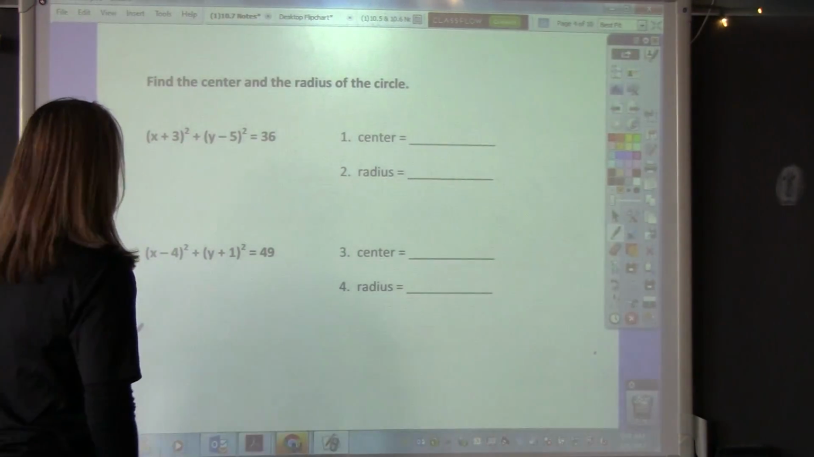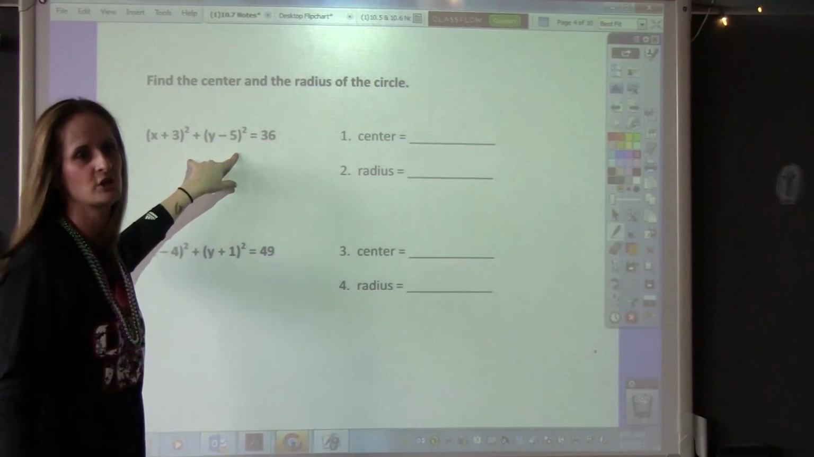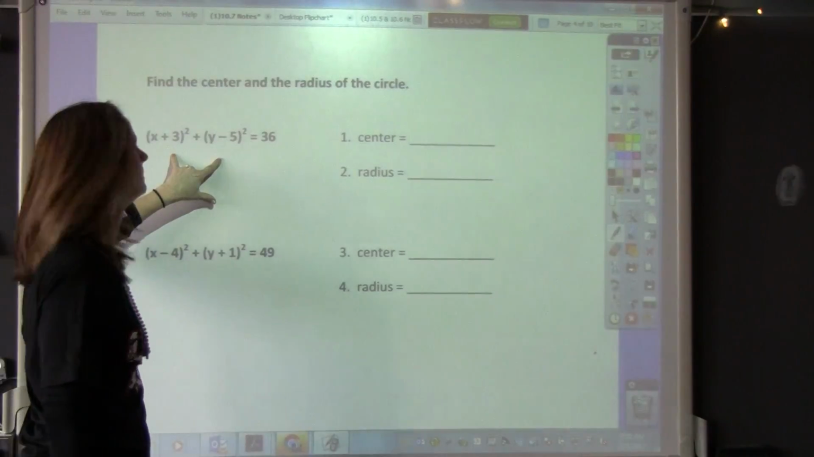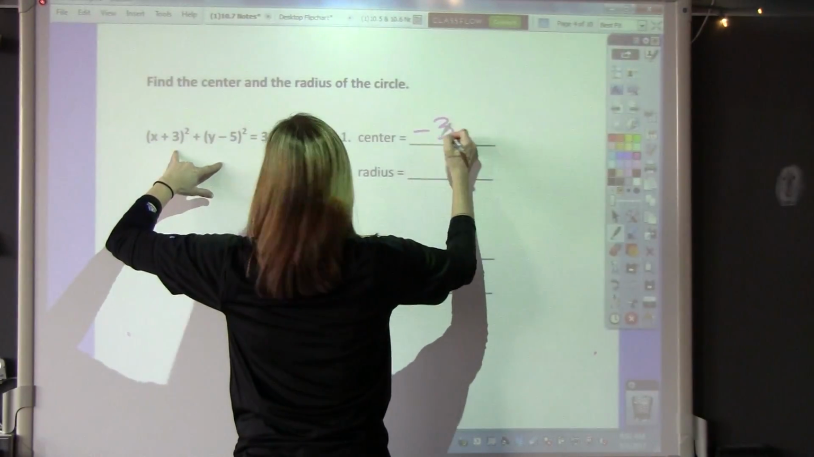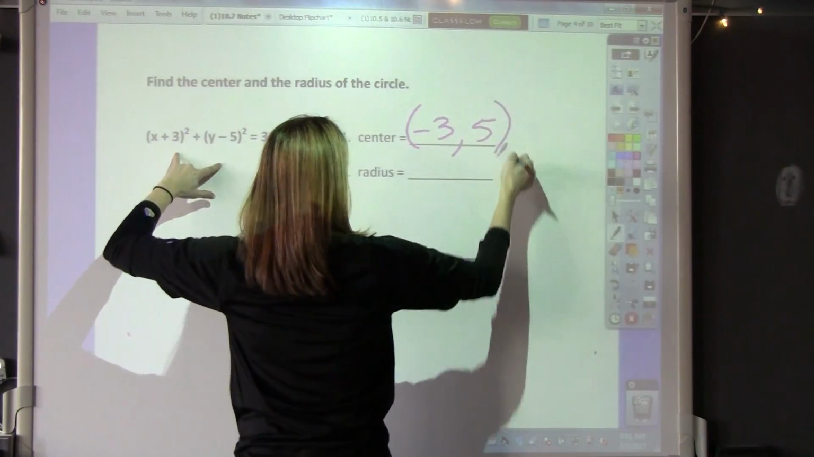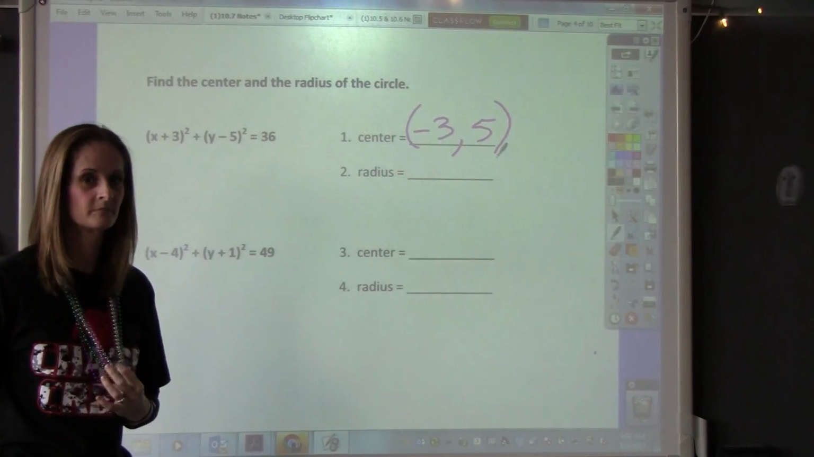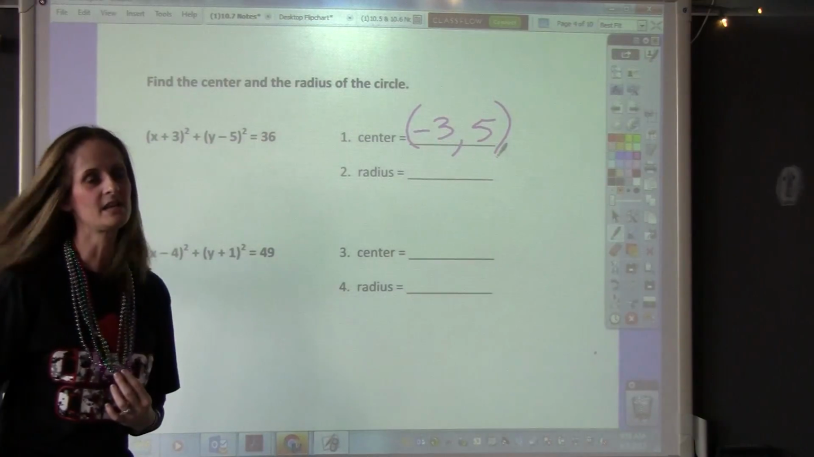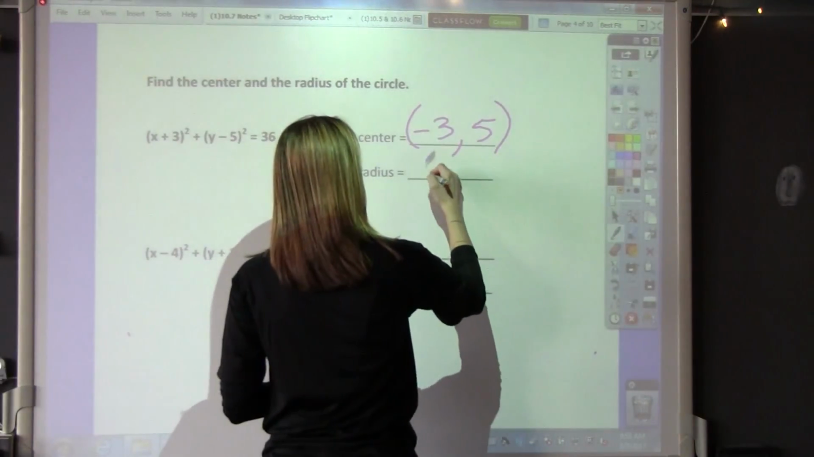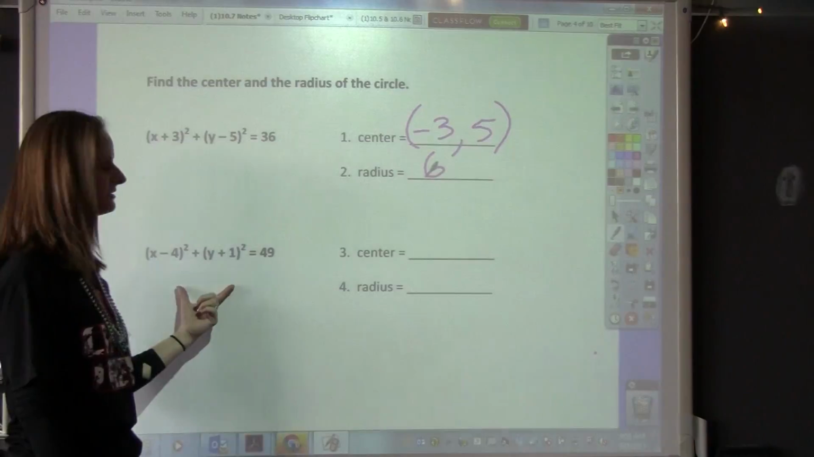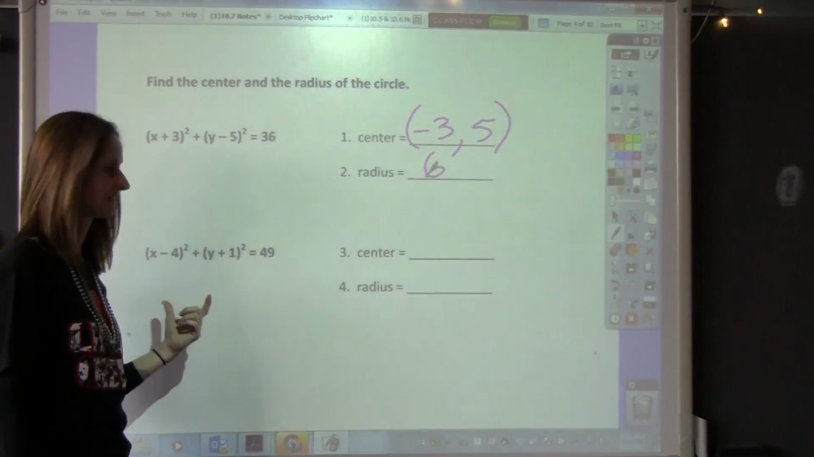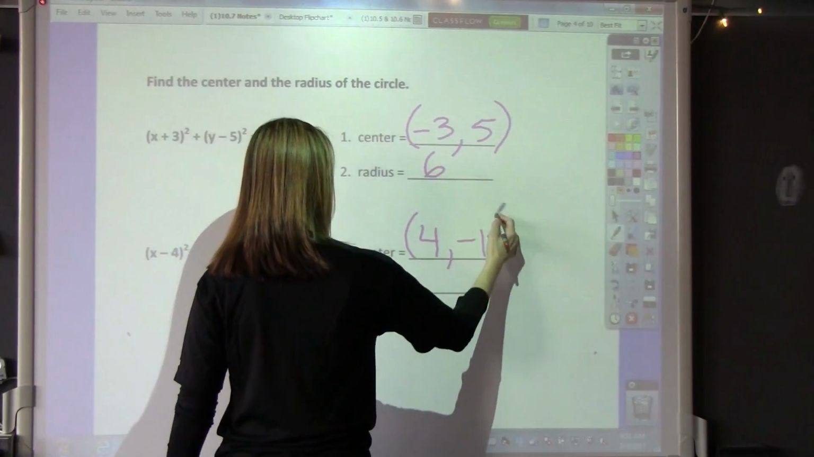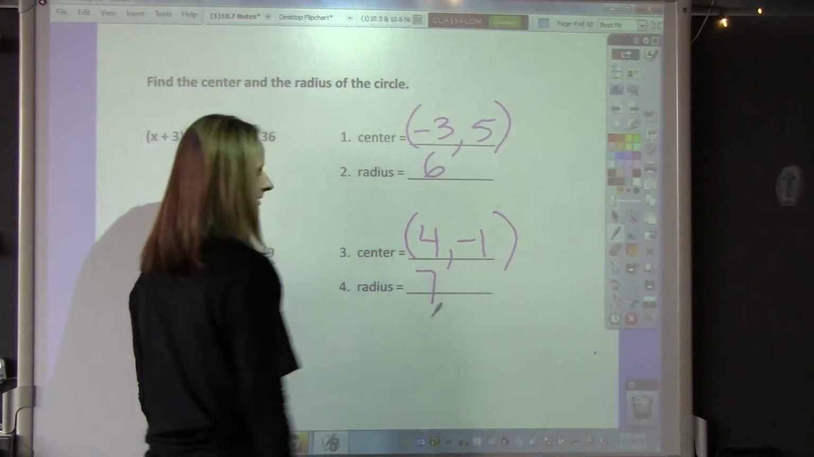All right, so what's the center? The center is negative 3, 5. It's perfectly fine. What's the radius? Okay. What's the center for this one? 4, 1. Radius 7.